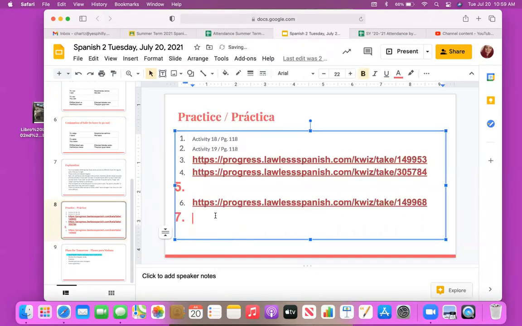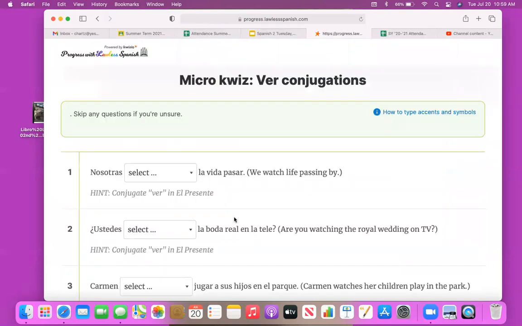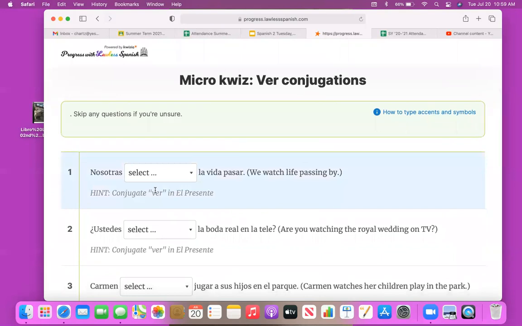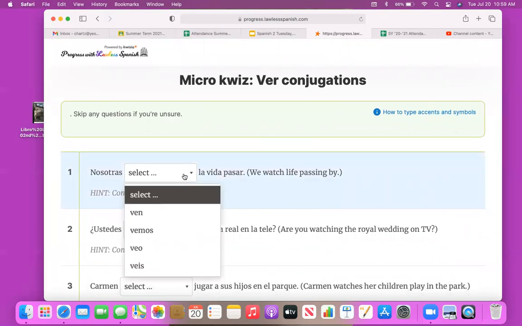So I have one more. And this is with ver, I believe. Yeah, it is. These are all in the present. So nosotras blank la vida pasar. So we watch life passing by. We. What do you think? Is it going to be ven, vemos, veo, or ves?